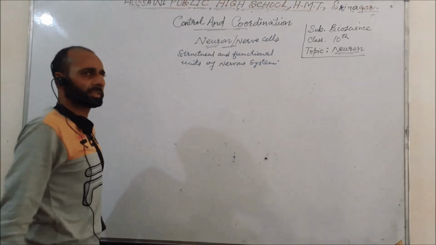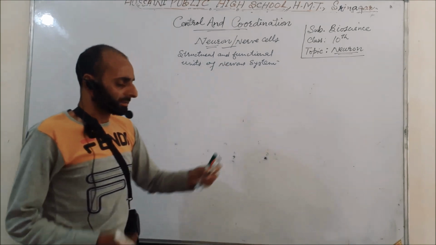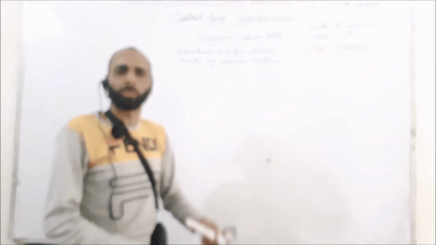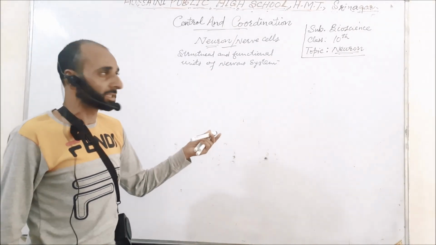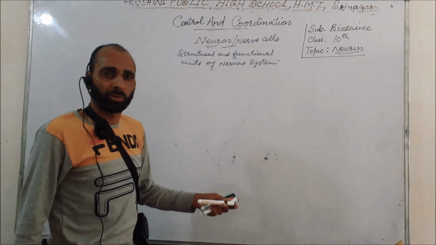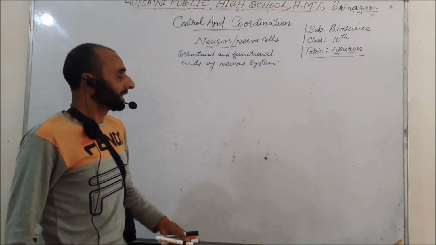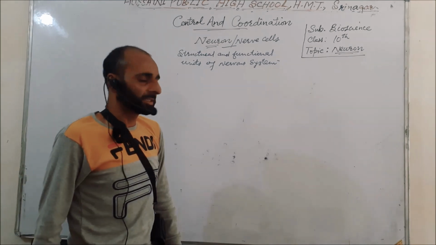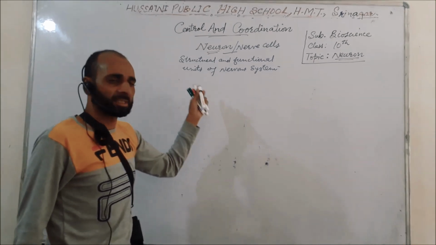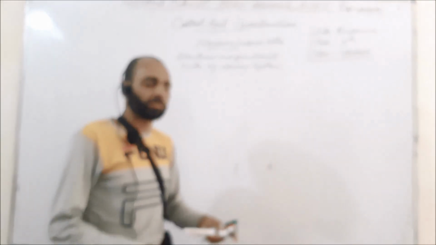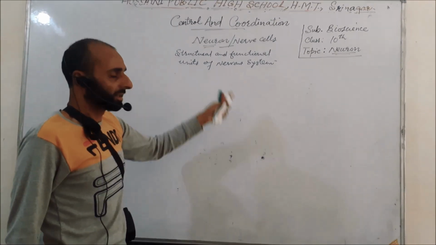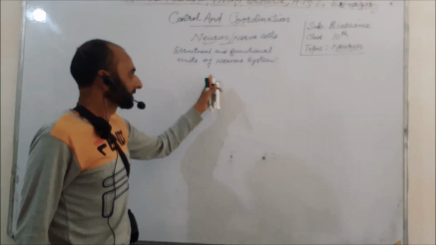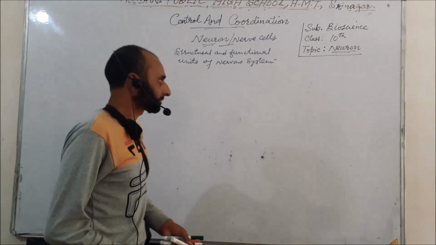What do you understand by this? That means the function of control and coordination, which is very important for the survival of the organism. It is an important life process. How are these controlled? Actually, the nervous system is made up of these cells, which are called neurons or nerve cells. That means their structure and the functions are actually performed by these cells. So these are the structural and functional units of the nervous system.